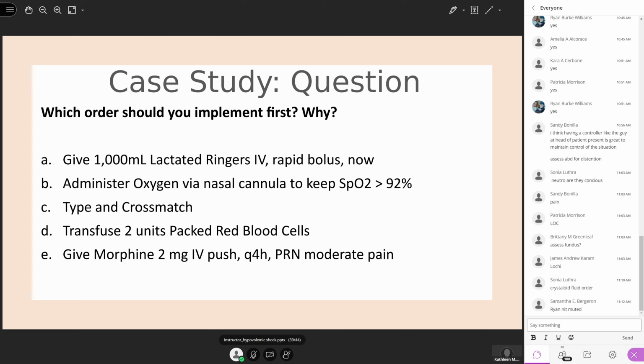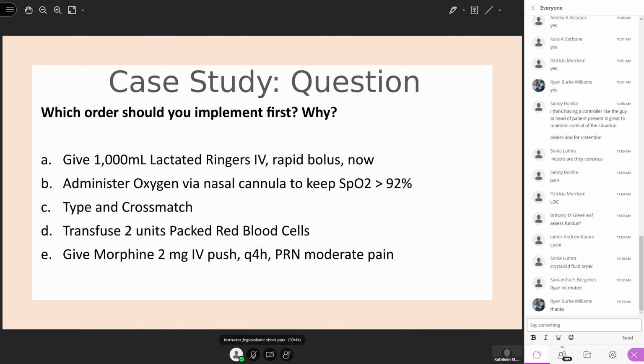Lillian, go ahead. The first thing I'll do is give oxygen. But what was her oxygen? I think her oxygen was okay, right? Oh, I'm sorry, I thought it was less than 92. That's okay, I think her oxygen was 94%. I could be wrong. The first thing I'll do is the IV, the lactated Ringer's, until the packed red blood cells get there. Perfect. Excellent.